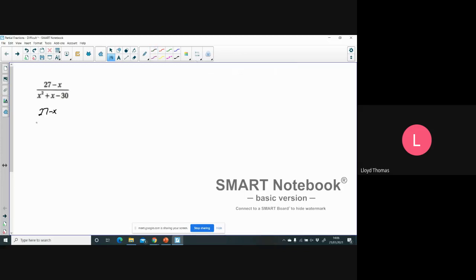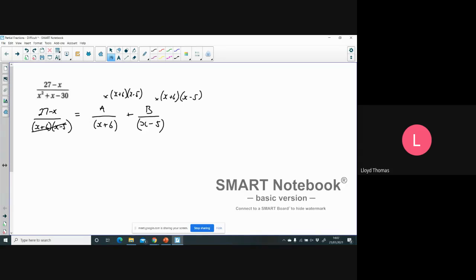27 minus x. How far did I get? I put x plus 6 and x minus 5 as my two brackets on the bottom. And this was split into a over x plus 6 because of the first bracket and b over x minus 5. This already seems significantly better. So there we go. And what we want to do is multiply throughout by the denominator of this one. So you're going to times the first one by x plus 6, x minus 5, and the second one by exactly the same thing, x plus 6, x minus 5.